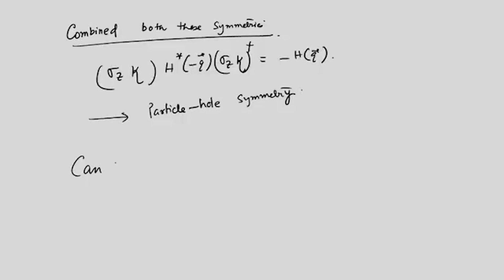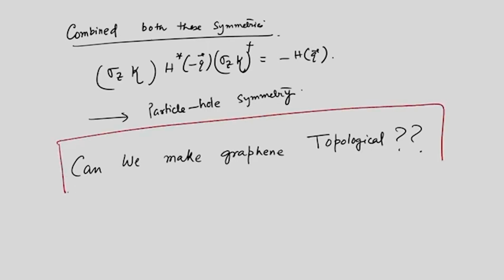One of the main things that is important in this particular case is whether we can make graphene topological. Okay. Let me box this, and why are we asking this question? We are asking this question based on a few hunches that we have, or suspicions that we have, and I will tell you what those suspicions are.